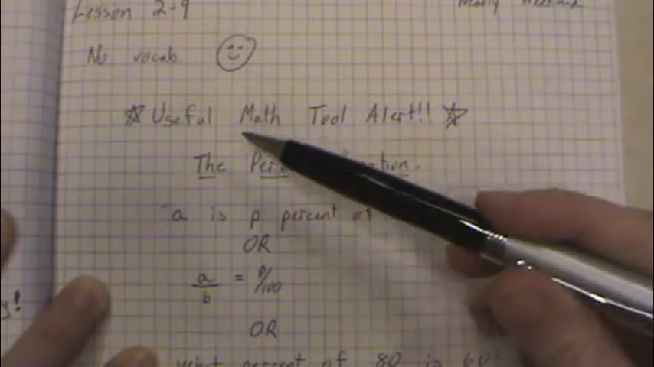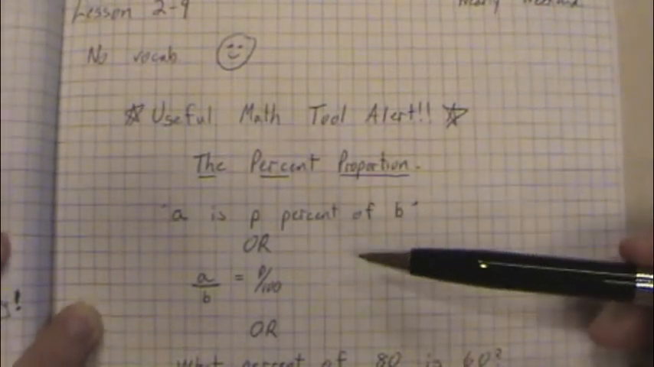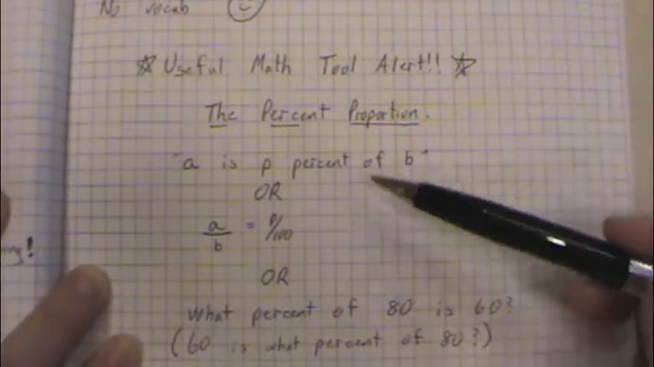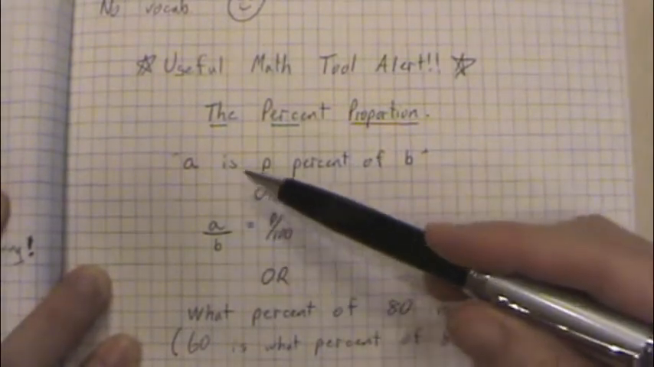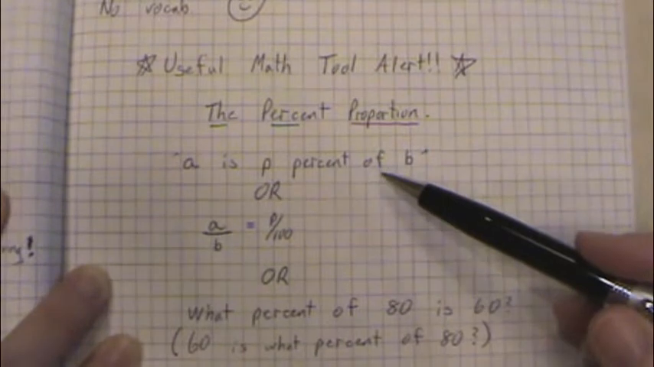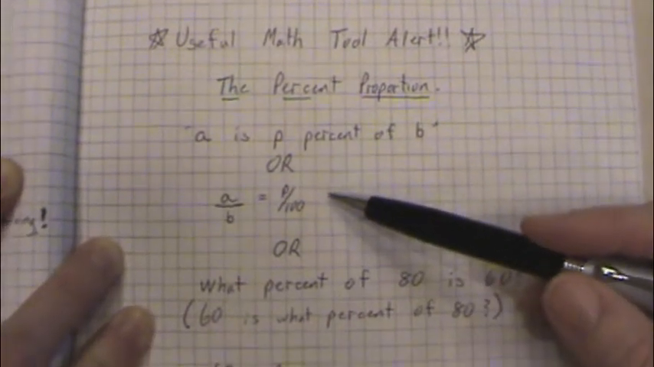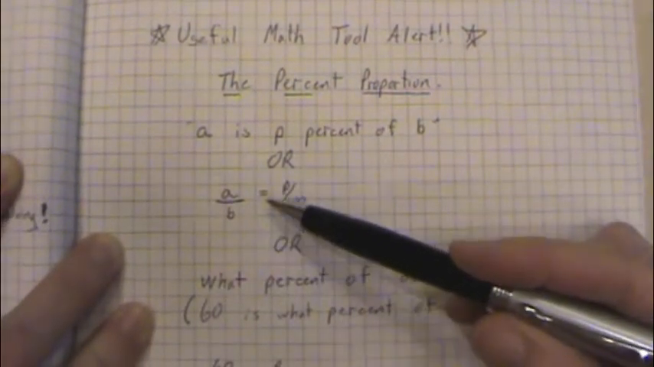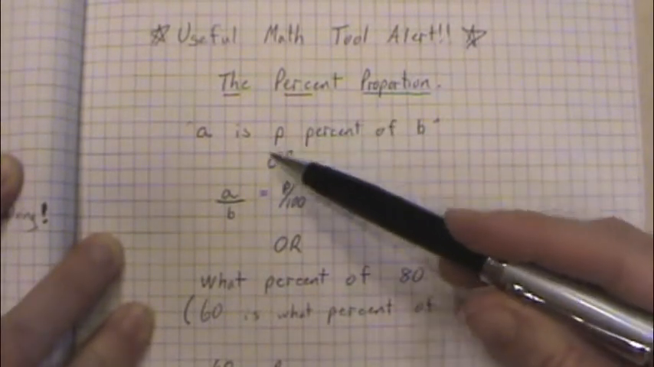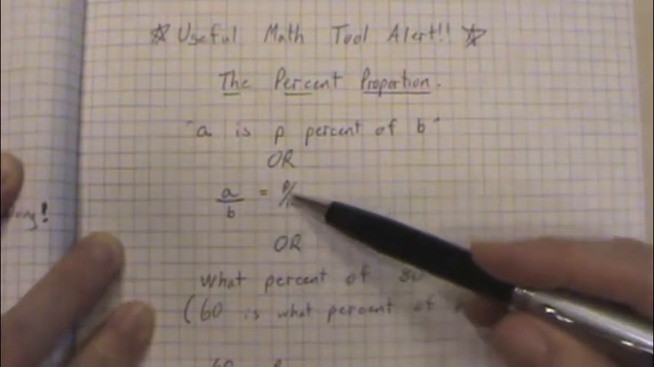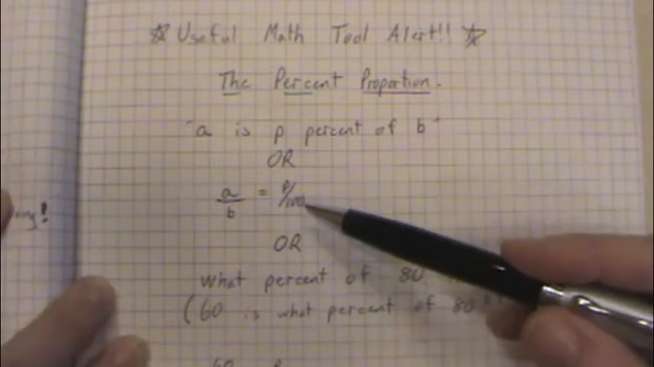So, useful math tool alert: the percent proportion. When you have a question that's in this format, A is P% of B, you can also think of it this way: A over B equals P over 100. That's why this is called the percent proportion. I turned the problem into a proportion.